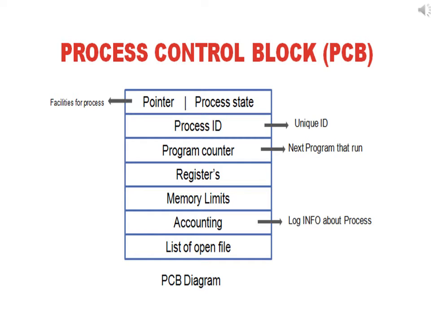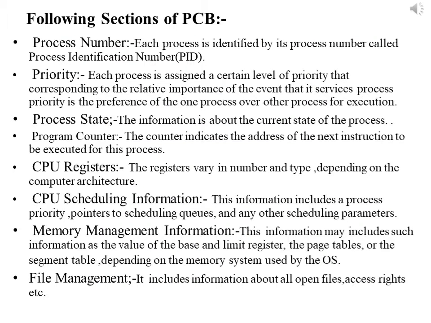Next is the priority. Each process is assigned a certain level of priority that corresponds to the relative importance of the event that it services. Process priority is the preference of one process over another. The next is the process state. This information is about the current state of the process. The state may be new, ready, running, waiting, halted, and so on.